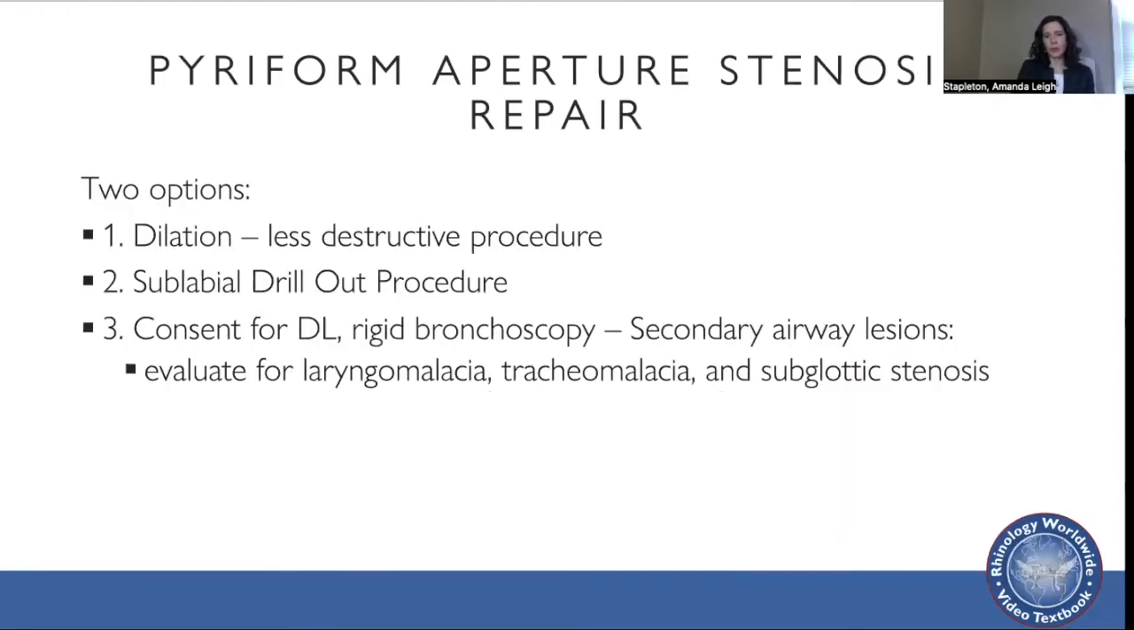Piriform aperture stenosis repair, you have two options. You can dilate it, which is basically trying to get the bone lateral as well as out-fracturing the inferior turbinates. So that way you're creating more of a nasal airway along the floor. Some patients will need a sublabial drill out to really remove all that excess bone to create as much space as possible. And then I always do a direct laryngoscopy and a rigid bronchoscopy to look for secondary airway lesions to make sure there's no other issues with their upper and lower airway.